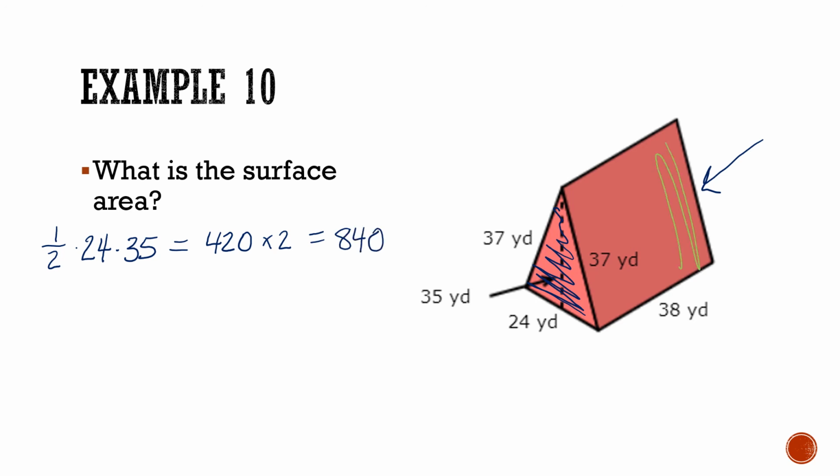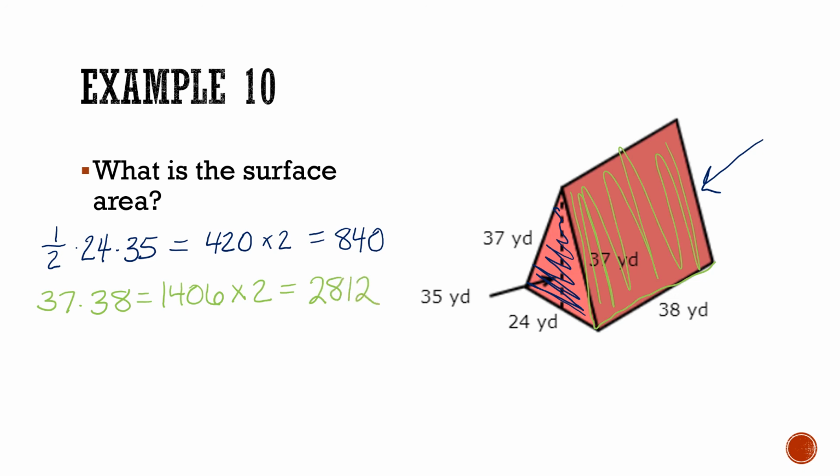We'll do this rectangle here on the side, which is 37 by 38. So 37 times 38 equals 1,406. But again, there will be 2 rectangles of that size. So 1,406 multiplied by 2 is 2,812.